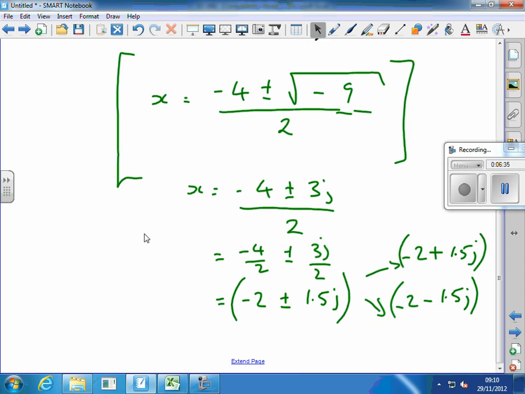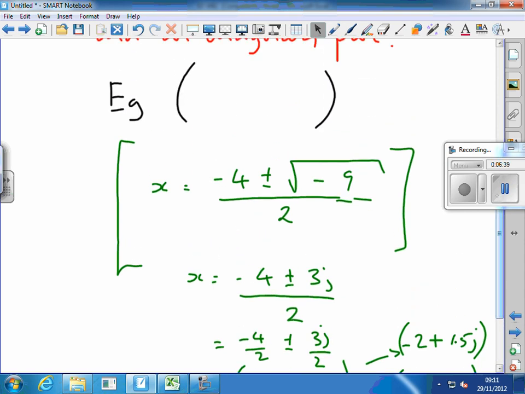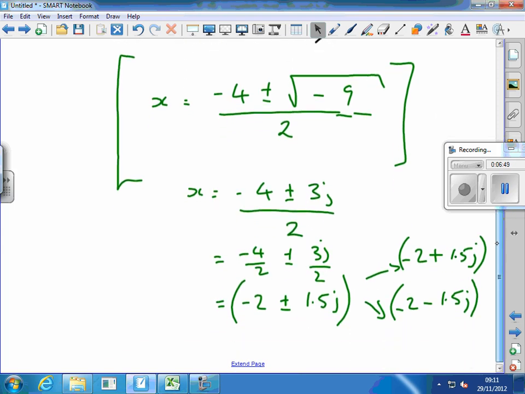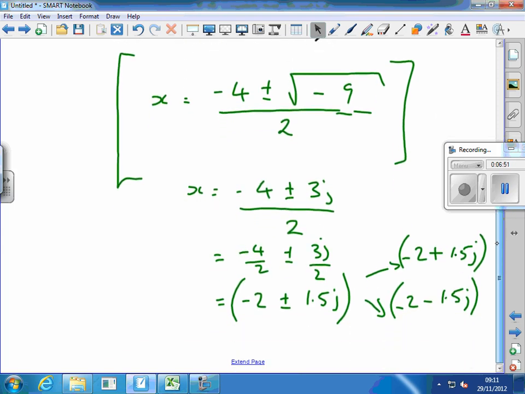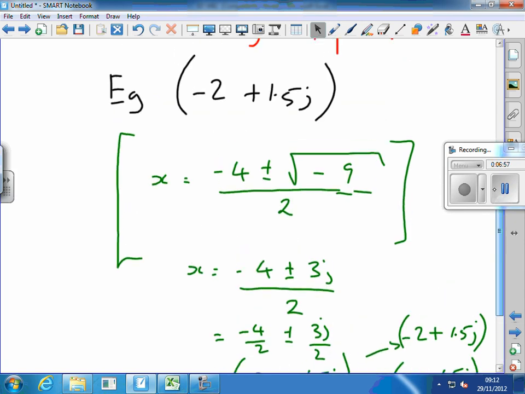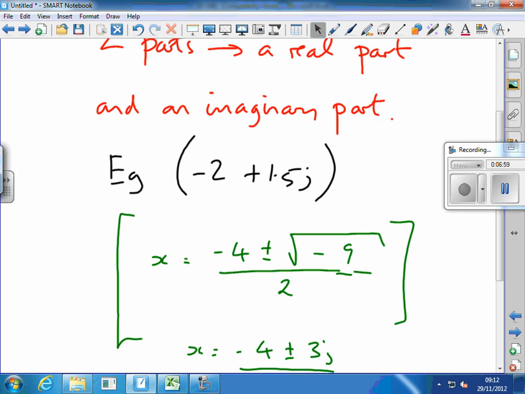So, for example, minus 2 plus 1.5j comes from that. So, complex numbers come from the solution of a quadratic, often, and there are other situations it can arise, but this is the most common. And you end up with this. Minus 2 plus 1.5j is an example of a complex number. So there it is. That's a complex number.